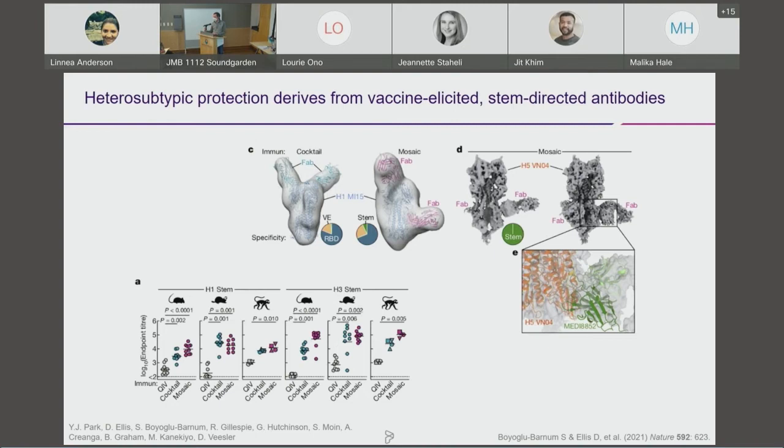The head region of hemagglutinin is known to be immunodominant. But when we formed complexes of these polyclonal Fabs with a heterosubtypic hemagglutinin from H5N1, we observed only stem-directed antibodies. And so this shows that the heterosubtypic protection that we observe is mediated by stem-directed antibodies, a major class of which closely resembles the human bnAb MEDI8852. And so it looks like these mosaic nanoparticles are eliciting bnAb-like antibody responses.